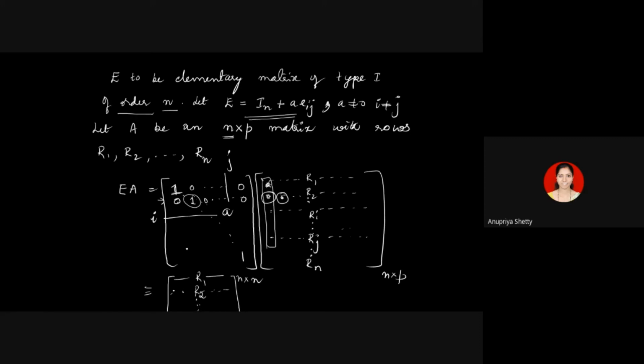What is going to be the ith row? Just look at the ith row. The ith row has 1 present in its ith position, and A present in the ijth position. Rest everything is 0. Keep that in mind. So if I have to get the ith row of the product matrix, I have to multiply the ith row of the first matrix with each of the columns of the second matrix.